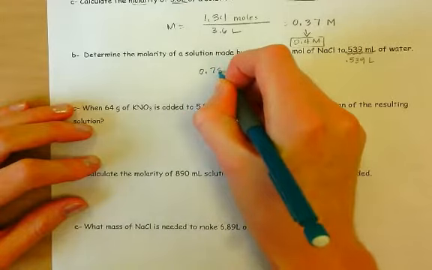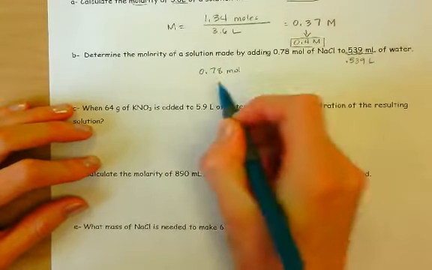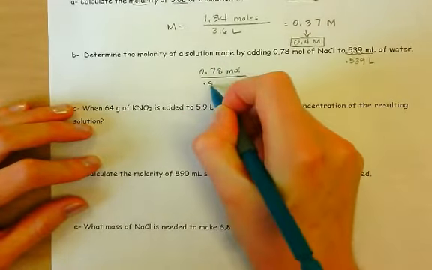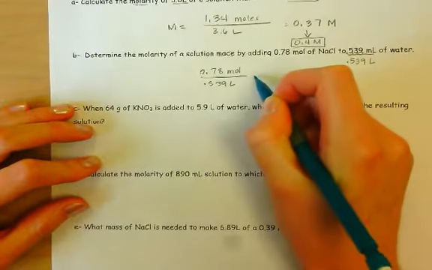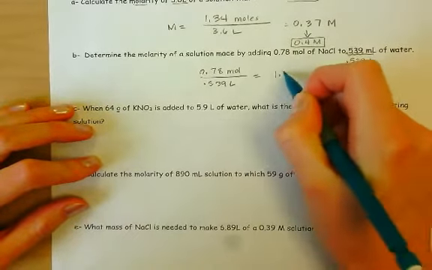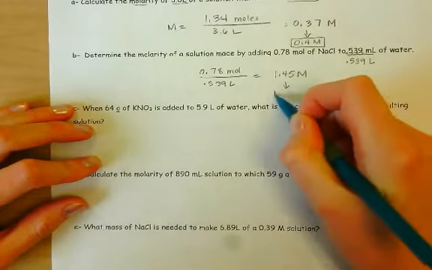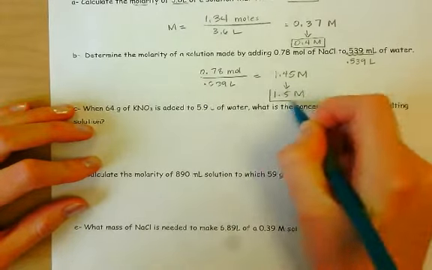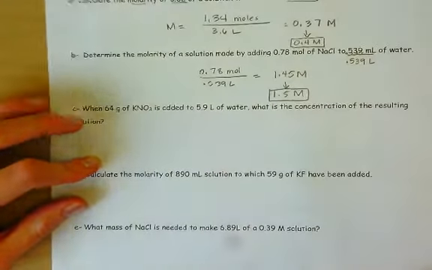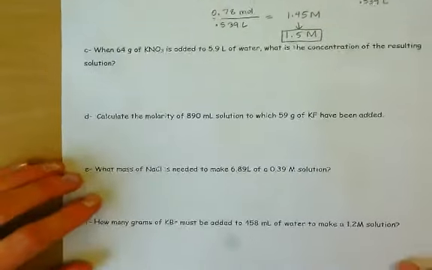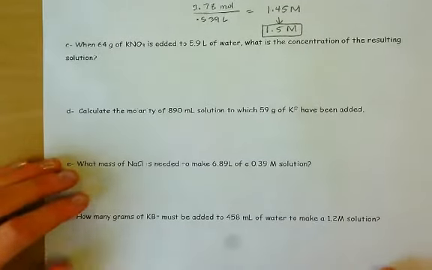Okay, I apologize if I'm rushing anybody. What you should have done is put 0.78 moles over 0.539 liters. You're going to divide those to get 1.45 as your molarity. You need 2 significant digits. There we go.